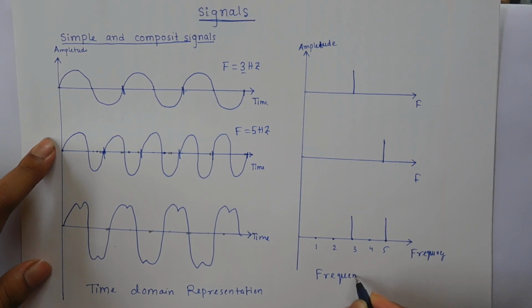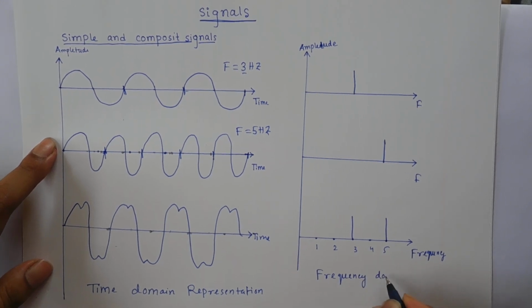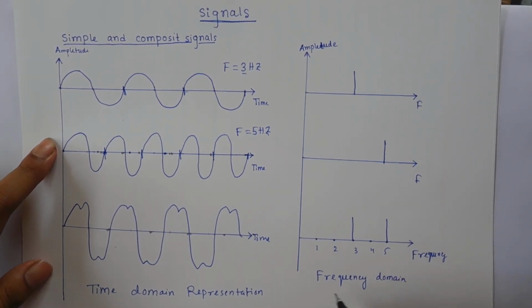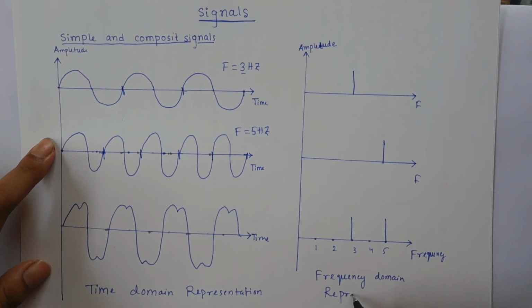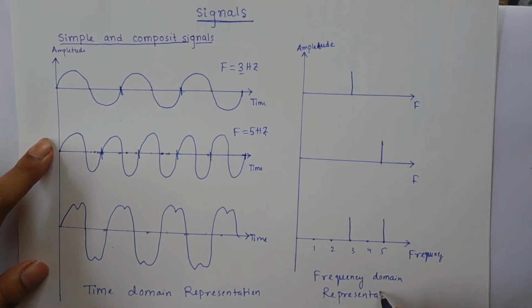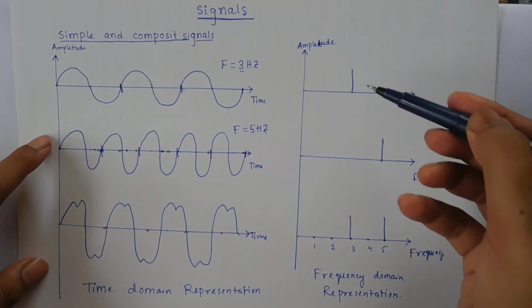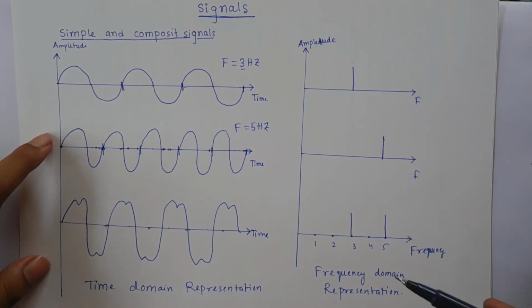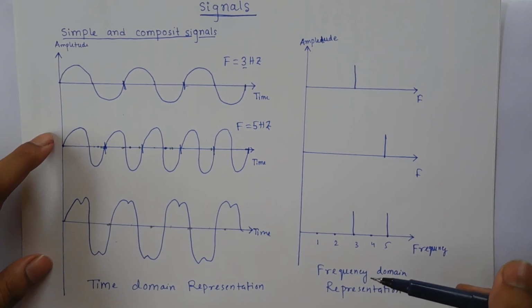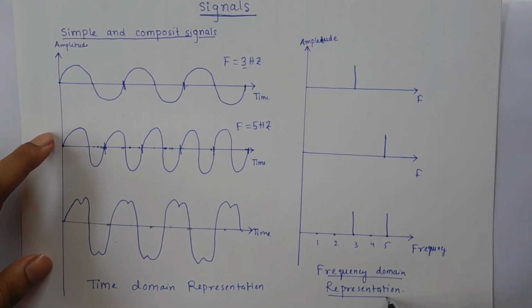Frequency domain representation. If you simply represent the frequencies of this signal, we can get the frequency domain representation.